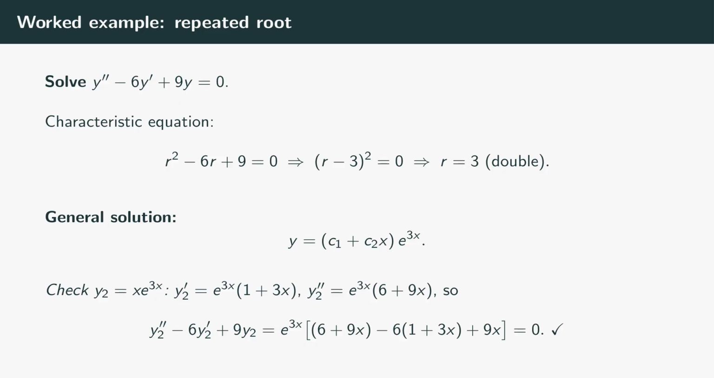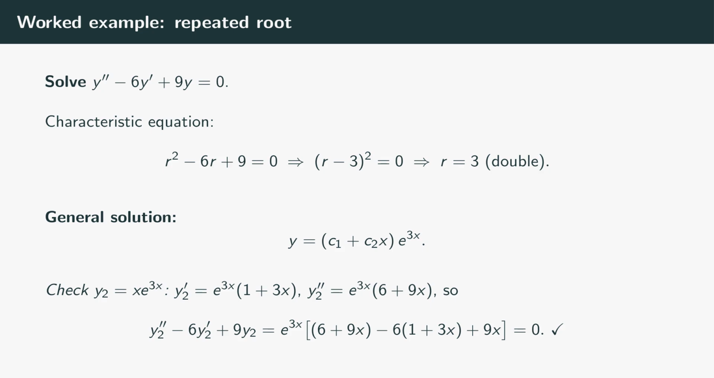Let's verify the new piece actually works. Take y2 equals x times e to the 3x. Its first derivative, by the product rule, is e to the 3x times (1 plus 3x). Its second derivative is e to the 3x times (6 plus 9x).